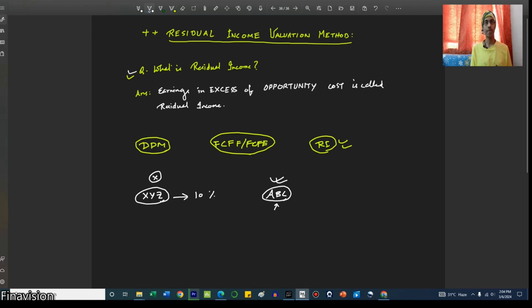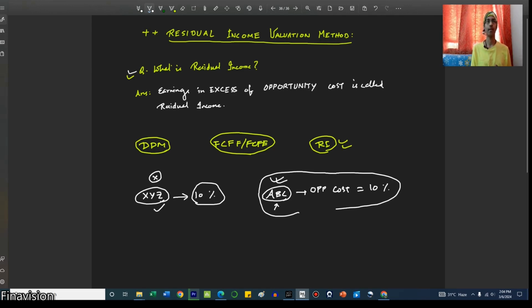Now, for my investment, the opportunity cost is 10%. Why? Because I have foregone this 10% return from XYZ to invest in this company. I'll repeat again, I have dropped the idea of earning 10% by investing in XYZ because I find ABC more interesting. So in ABC, my opportunity cost, the opportunity which I have left alone to invest in ABC, is 10%.